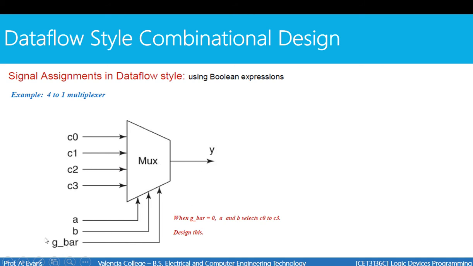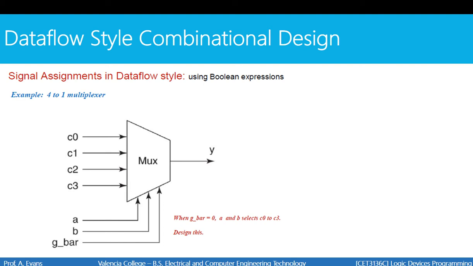We have A, B, and G bar. G bar is going to act as an enable. So when G bar is equal to 0, that's an active low enable, that's why it's called G bar. When G bar is low, A and B will select 0 to 3, depending on what the values of A and B are. So it has to be enabled by having G bar be low. Otherwise, none of these signals are going to pass. Once it's enabled, the selection of A and B is going to determine which signal will pass to the output.